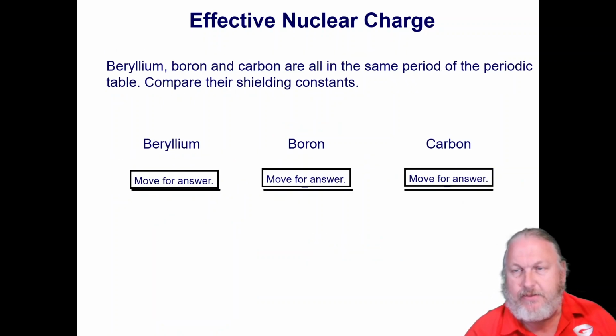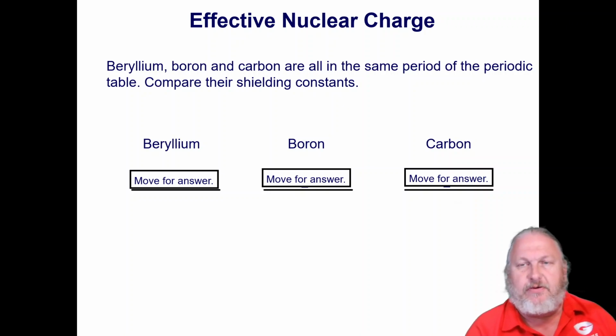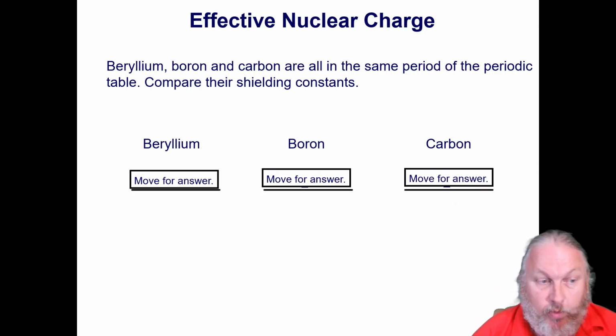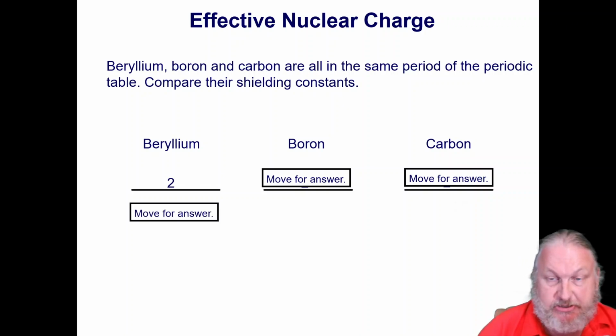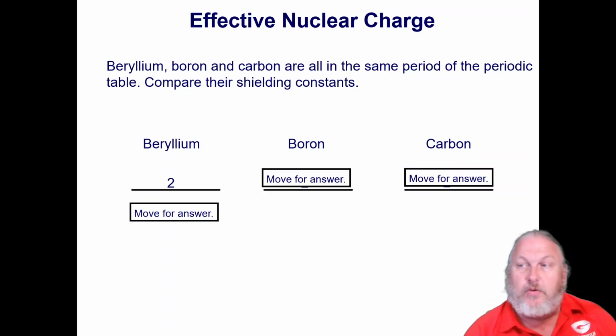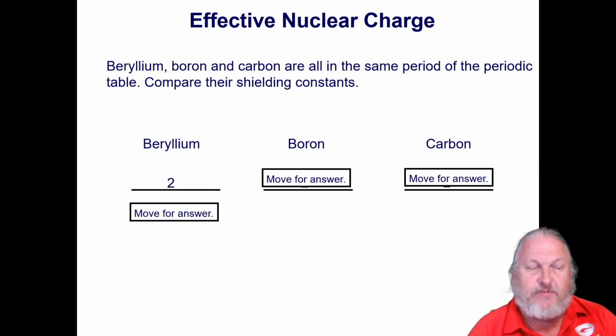So let's look at beryllium, boron, and carbon. They're in the same period of the periodic table. Let's look at their shielding constants, or the number of inner shell electrons. So beryllium is element number 4. It's got 2 inner electrons from the s orbital, the 1s energy level. So that's 2. Boron, element number 5. Again, there's only 2 electrons in that inner shell, right? In that first energy level.